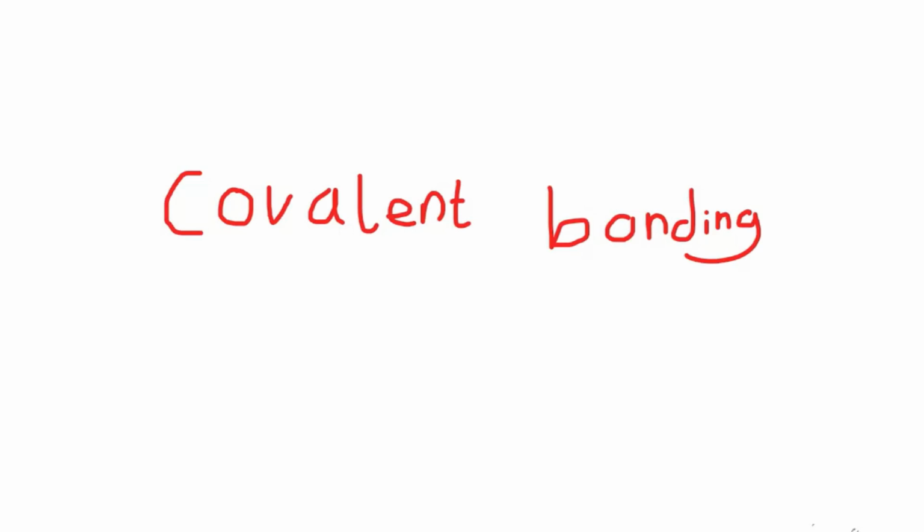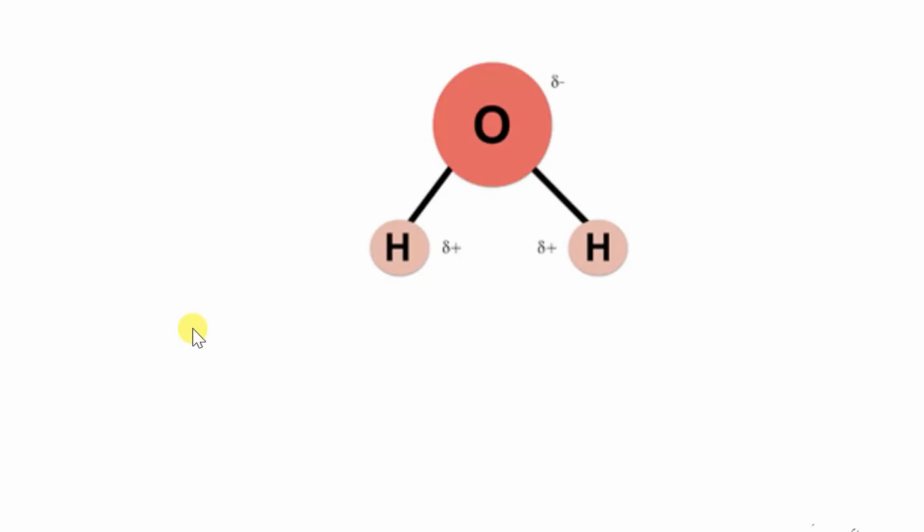So when a metal reacts with a non-metal, we get an ionic bond. But how about when two non-metals react together? Well, this is what we call a covalent bond. So covalent bonds often form molecules. These are a collection of two or more atoms held together by chemical bonds.